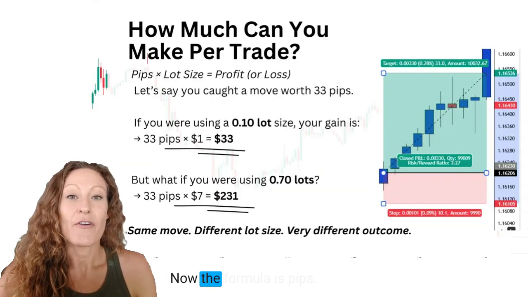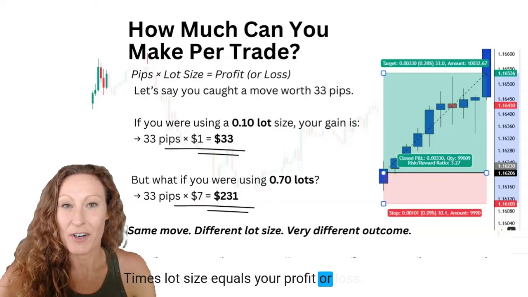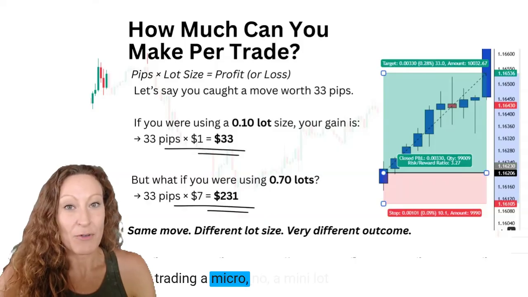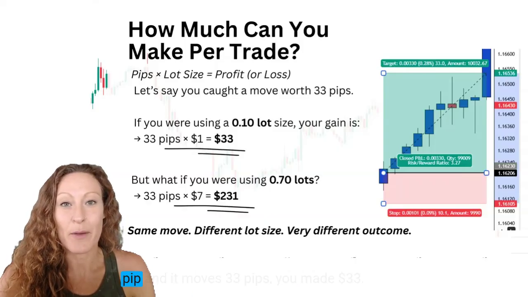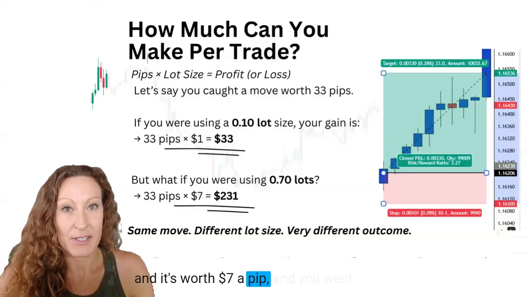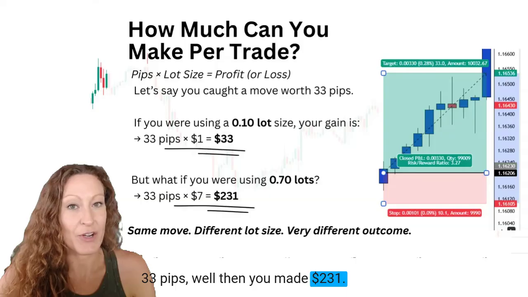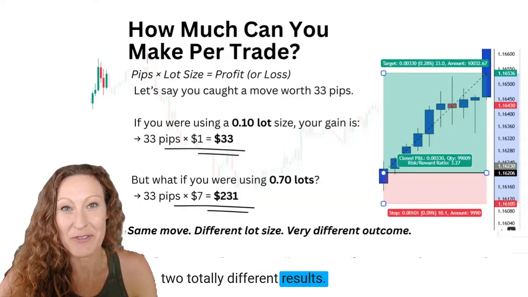Now, the formula is pips times lot size equals your profit or loss. So for instance, if you're trading a mini lot at $1 a pip and it moves 33 pips, you made $33. But if you're trading 7 mini lots and it's worth $7 a pip, and you went 33 pips, well then you made $231. So same distance, 2 totally different results.